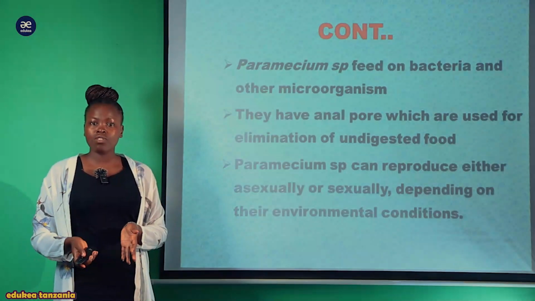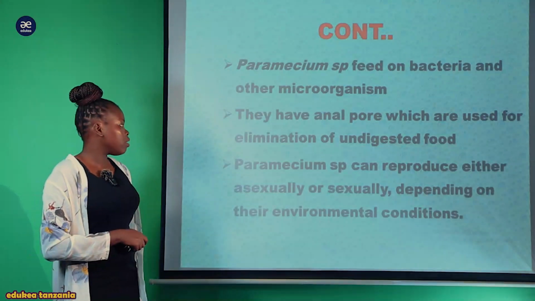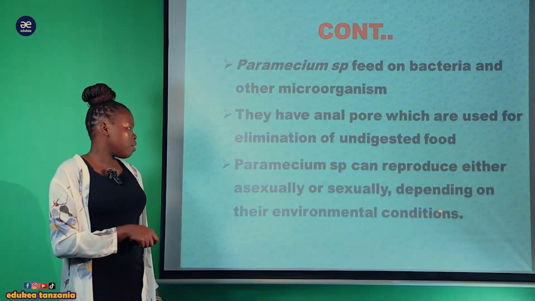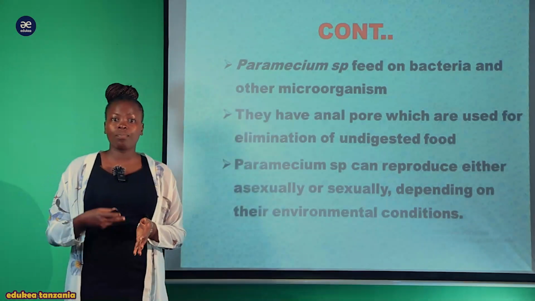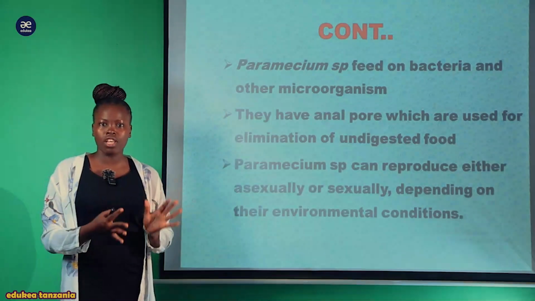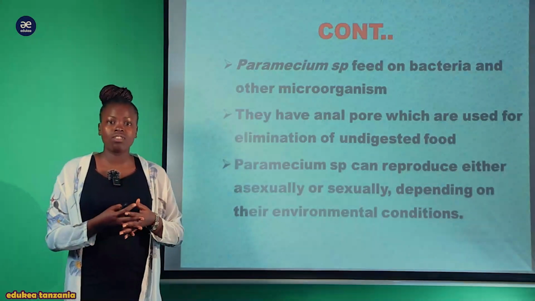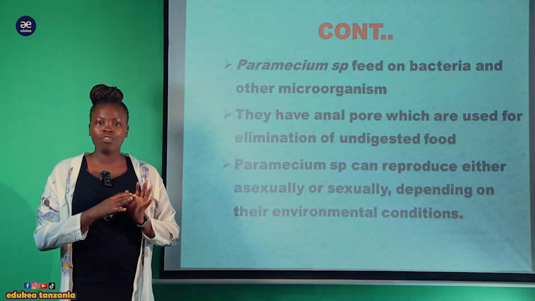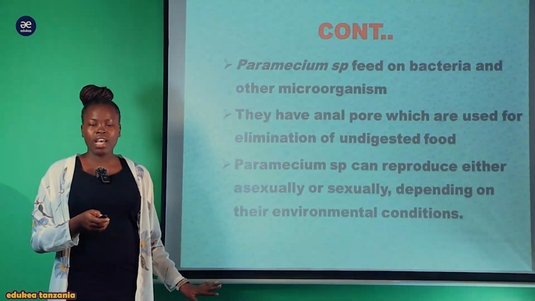process in the body. Also, Paramecium species can reproduce either asexually or sexually depending on their environmental condition. Vile vile this paramecium unaweza kuweza kureproduce either sexually or asexually kulingana na mazingira na environmental condition. Kwa mfano, when the environment is full of plenty food, they tend to undergo sexual reproduction. But when the environment is very dry, there is no food, they tend to undergo asexual reproduction. So the reproduction depends on the environmental condition, depending on the available food resources which are present.